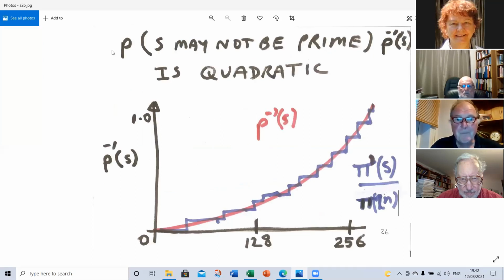So the probability of s not being prime, P not prime of s, is quadratic. And here we can see, ostensibly for the first 2 to the 8 numbers, the first 256 numbers, the step change as we get the primes arriving in this new ordering. And here's the quadratic curve that fits them.